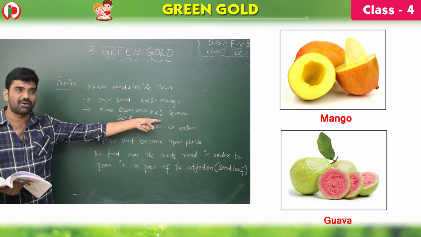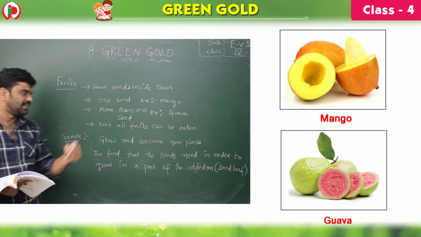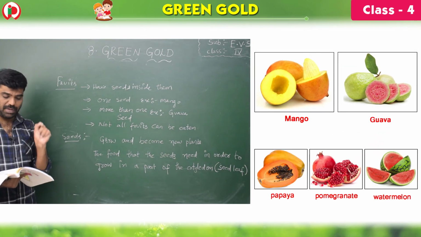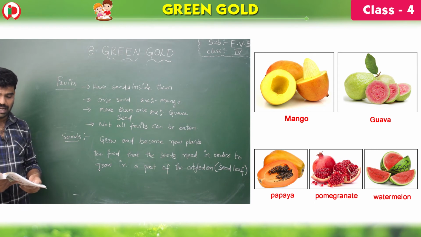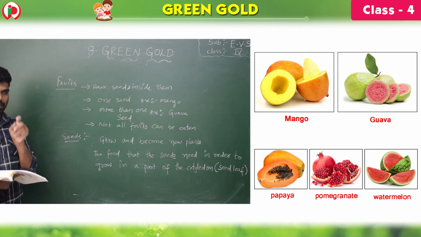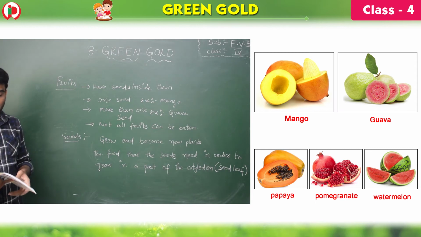Guava. Children, do you like guava? Yes, guava has more than one seed. But papaya, pomegranate, watermelon, etc. have lots of seeds. Children, do you know papaya? Yes, papaya has lots of seeds. Pomegranates also have lots of seeds. We eat only the pomegranate seeds. And watermelon also has lots of seeds.